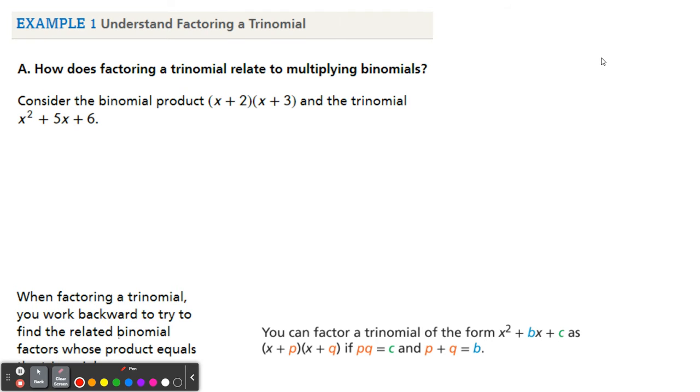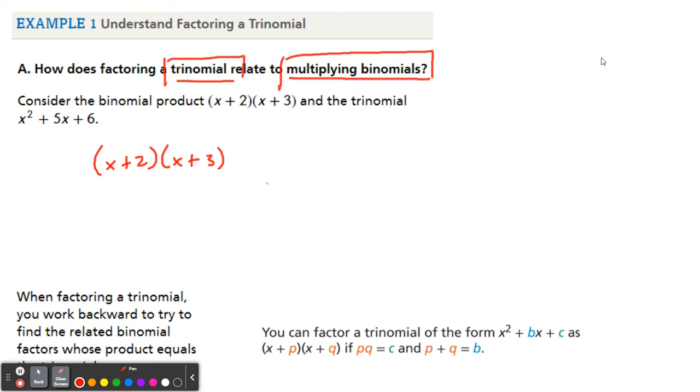All right, so example 1 says, how does factoring a trinomial relate to multiplying binomials, right? So this trinomial, 3 terms, relates to multiplying 2 binomials, two terms, right? So here is what we're going to consider. X plus 2 times x plus 3 and how it relates to x squared plus 5x plus 6. So right here, we're just going to multiply out x plus 2 times x plus 3. And again, you could use the table if you want to. I'm just going to do the side-to-side method, right?